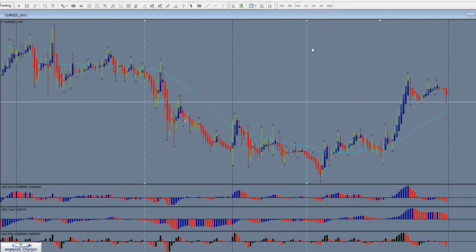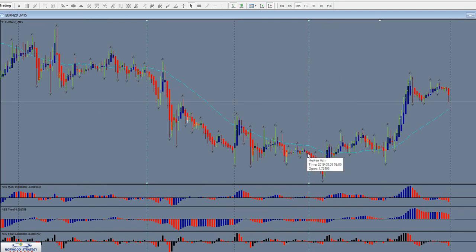So basically, I've marked two vertical lines here. This is what you're looking for, that fresh cross on the filter. I've only marked a couple. You can see there are some other really good moves in here as well.